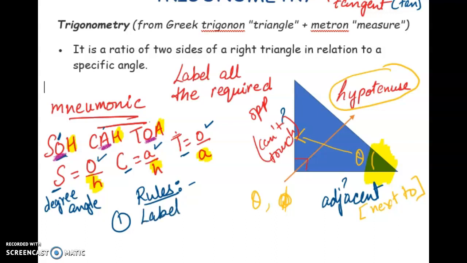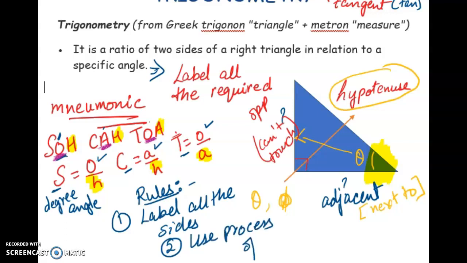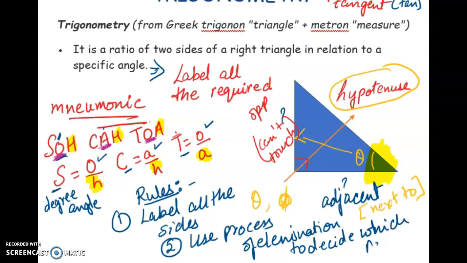Label, as I said again and again, label all the sides. Second, use process of elimination to decide which ratio to use. For example, if in a triangle they haven't provided you the hypotenuse. Let's take this example.